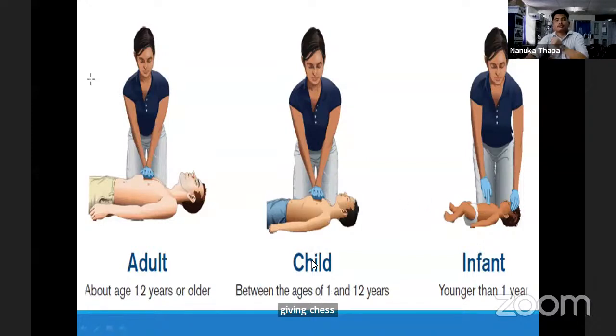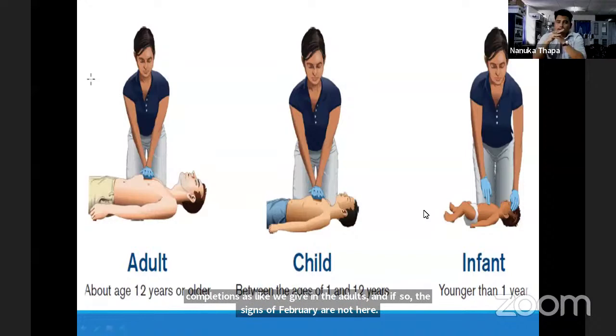Here it is shown how a child is receiving chest compressions. So in adult and pediatric cases, how do we differentiate whether to give chest compressions like an adult or like a child? We have to look for the signs of puberty. If any signs of puberty are there, then we give chest compressions as we give in adults. And if signs of puberty are not there, then we follow the pediatric guidelines.